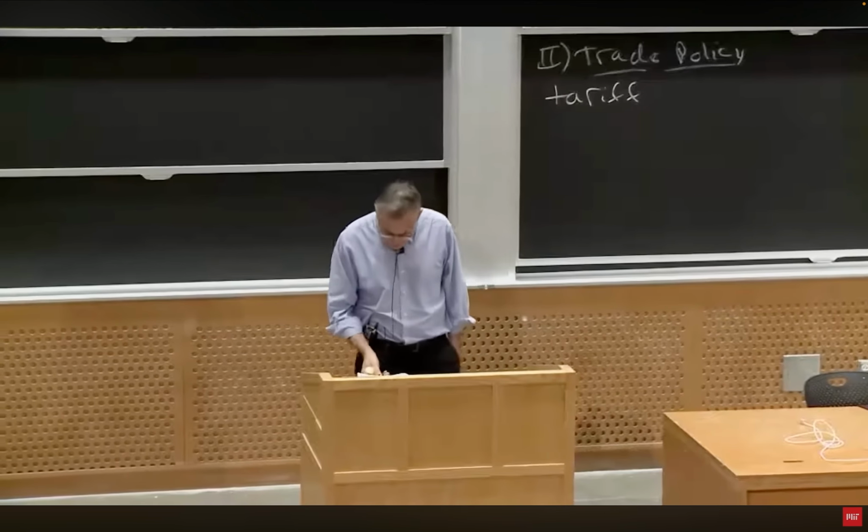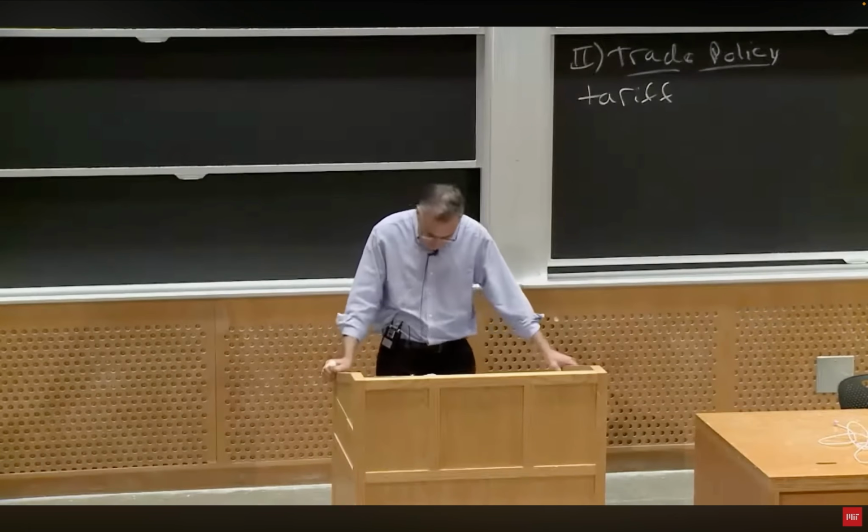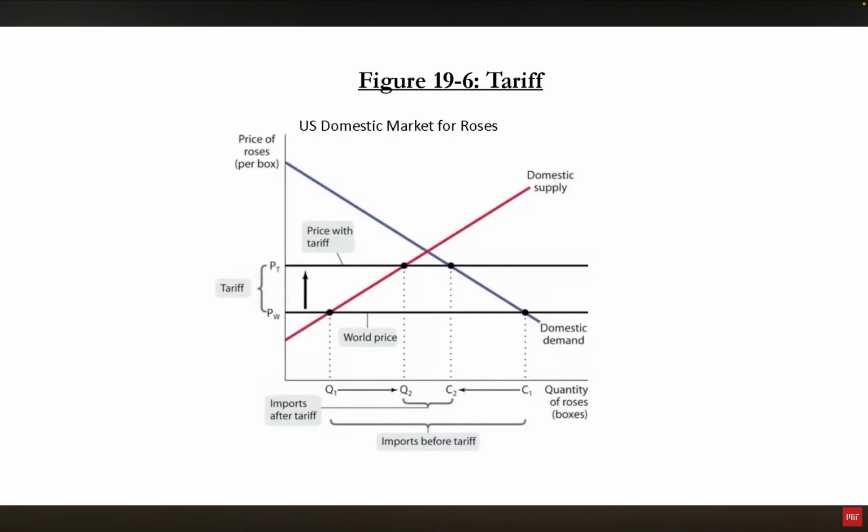And to see that, let's go to figure 19.6. Now we're back to the market for roses. The red and blue lines are autarky. Under world trade, we went down to PW, and we imported the difference between Q1 and C1. Okay, slightly different magnitudes here. So once again, under world trade, we went from the initial equilibrium down to PW. Producers only produced Q1, so a lot of jobs got lost. Consumers wanted C1, so you had a lot of imports.